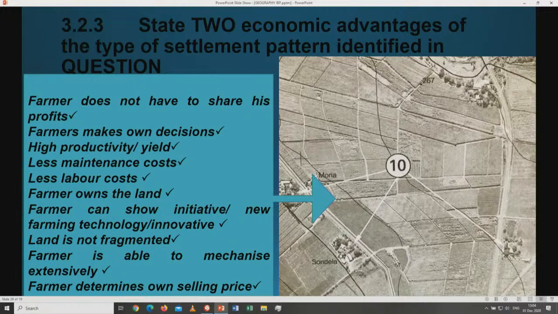This one, the second last, the one that says the farmer is able to mechanize extensively, because the farmer can use machines as much as he likes, or as much as she likes, because there is a big land. The land is big, it's available, there's availability of land.